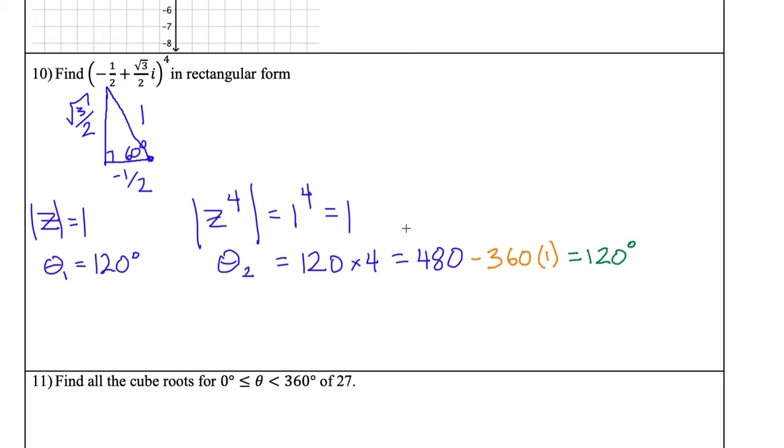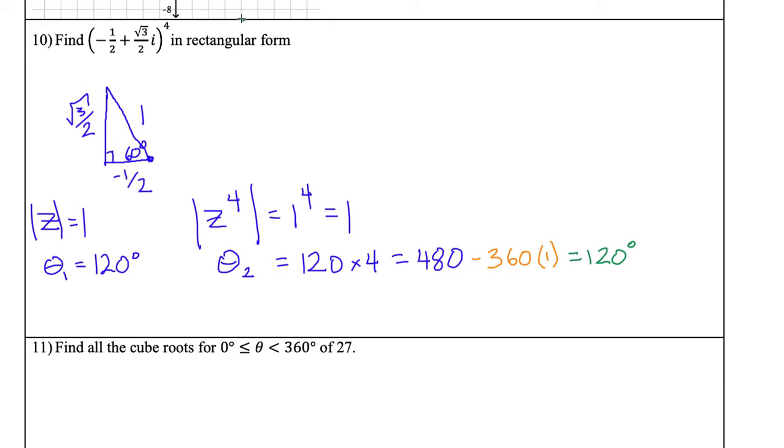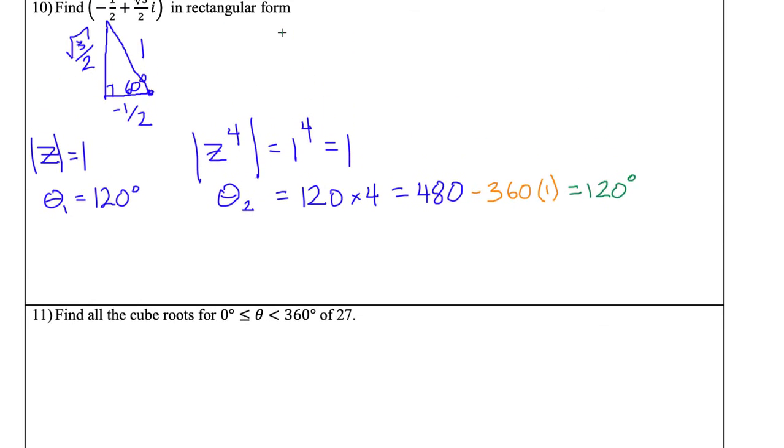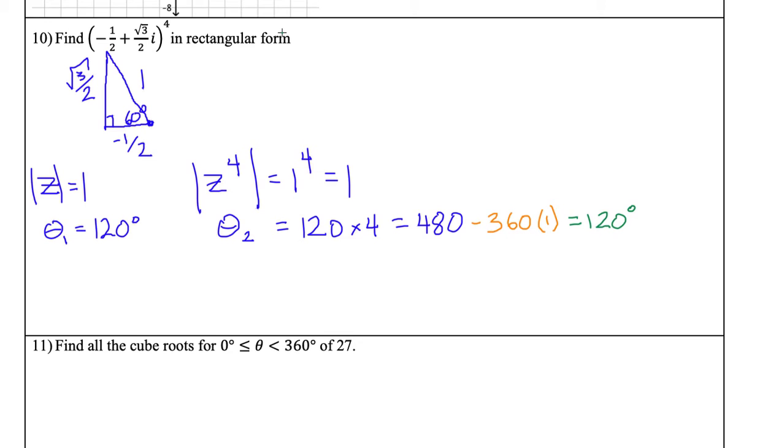Okay, so from here, I know what's happening. I have my modulus, I have my argument, but look what it's asking for. It's saying, what is that in rectangular form? So we switched the polar form to take to the power of 4, but now that we've done that, we need to go back to rectangular form. So now convert this and this to rectangular form. It's not that hard. 1 at 120.